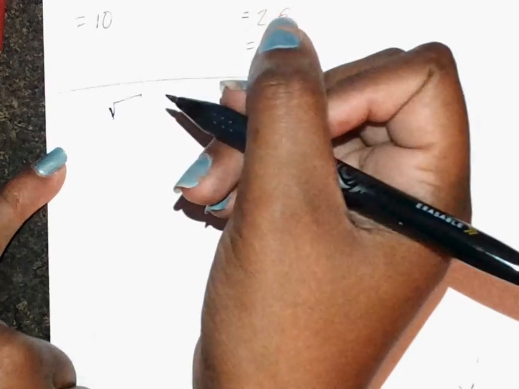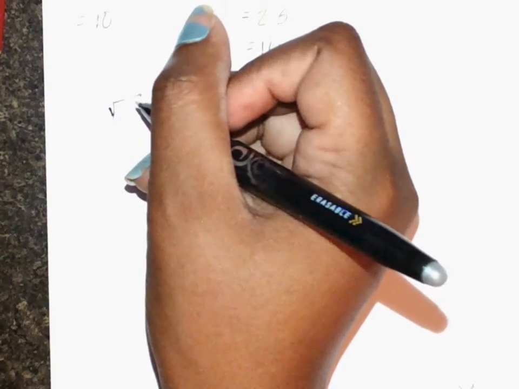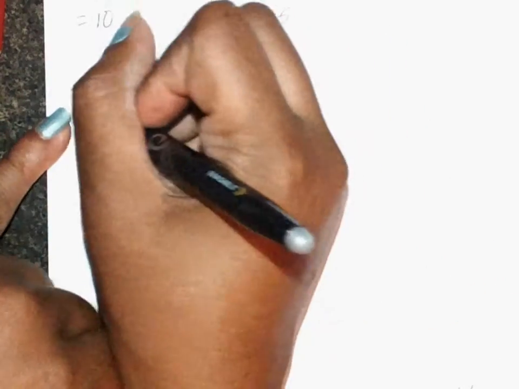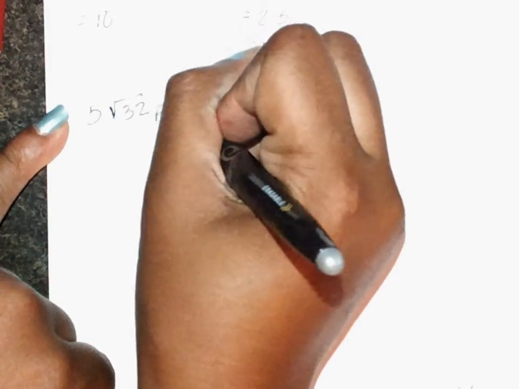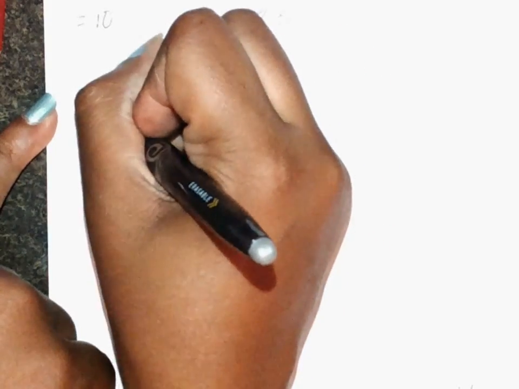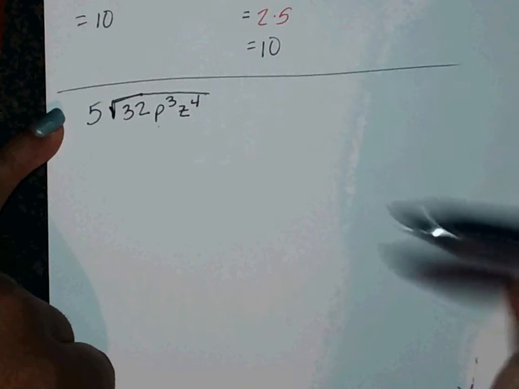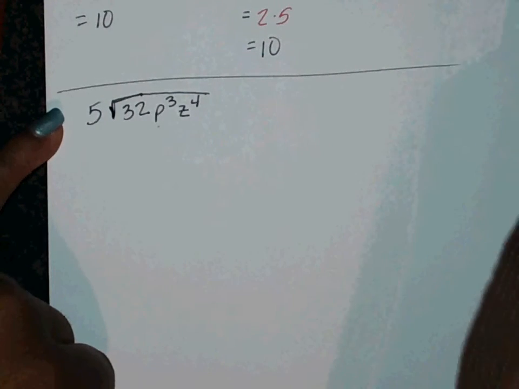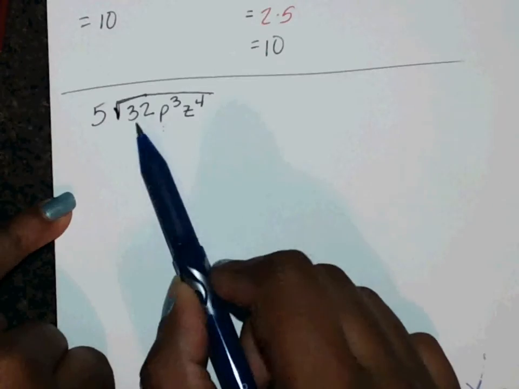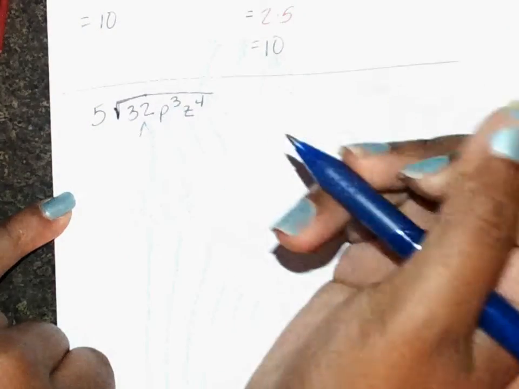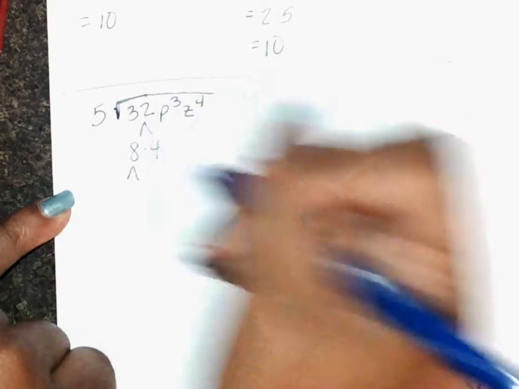A more complicated example would be trying to find the square root of 5 square root of 32 p cubed z to the 4th. Same concept as what we did above. You're going to take your number, your coefficient, and you're going to break it down. 32 is 8 times 4. Doesn't matter what you start off with. Break it down.